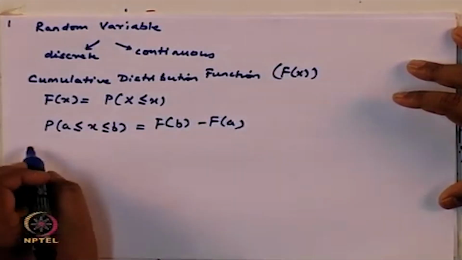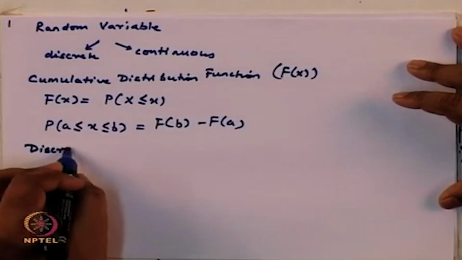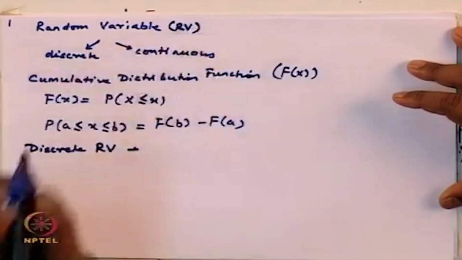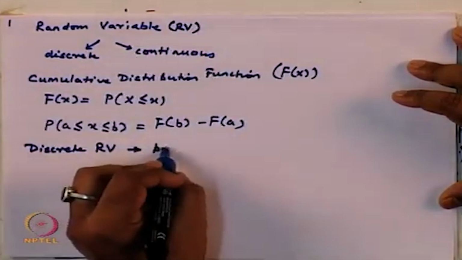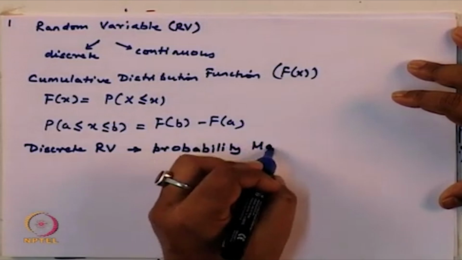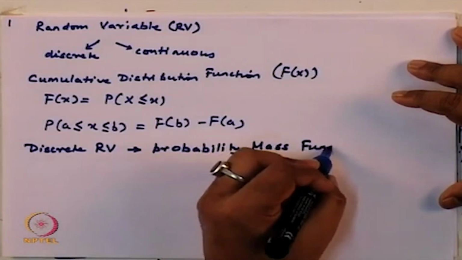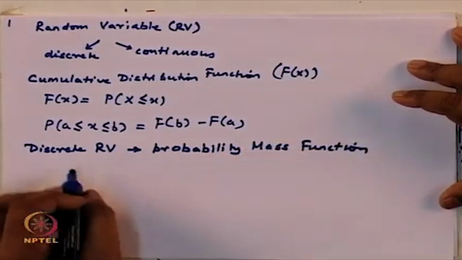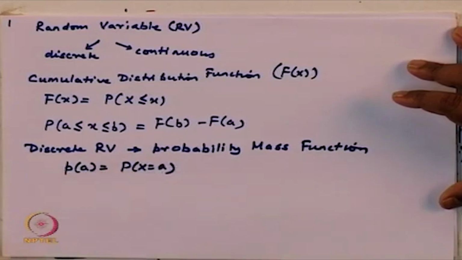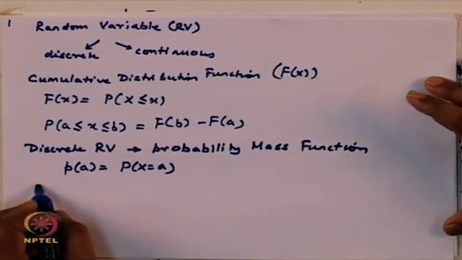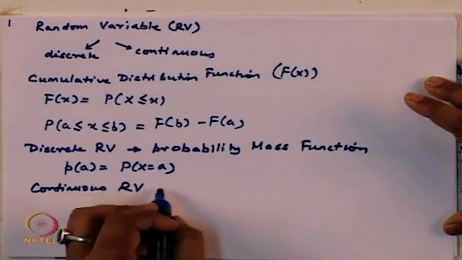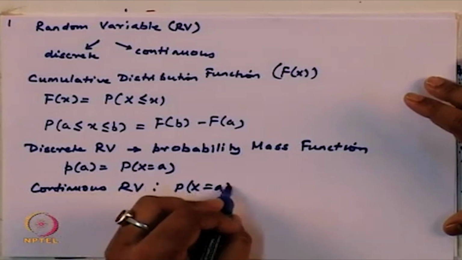Okay. For a discrete random variable, RV in short, you can define a probability mass function, which is nothing but P of a is given by probability of X equal to a. Okay. But for a continuous random variable, probability of X equal to a is always 0.